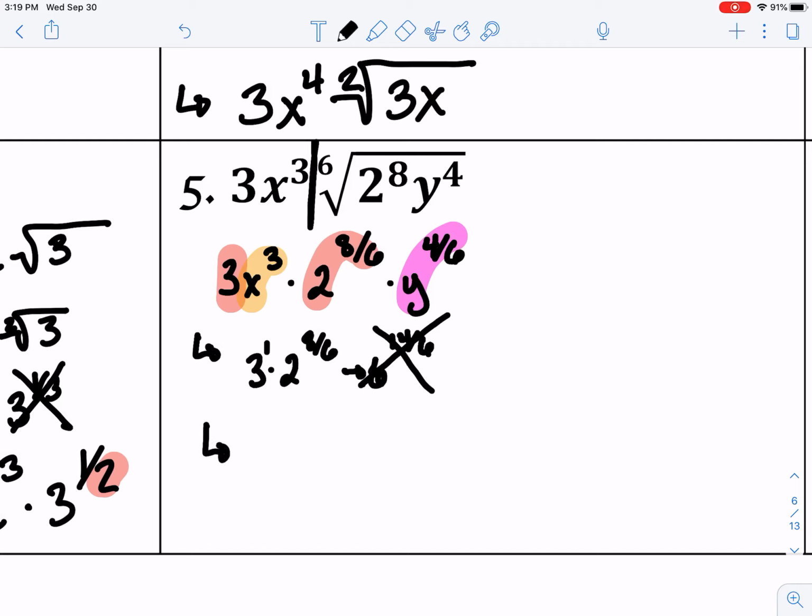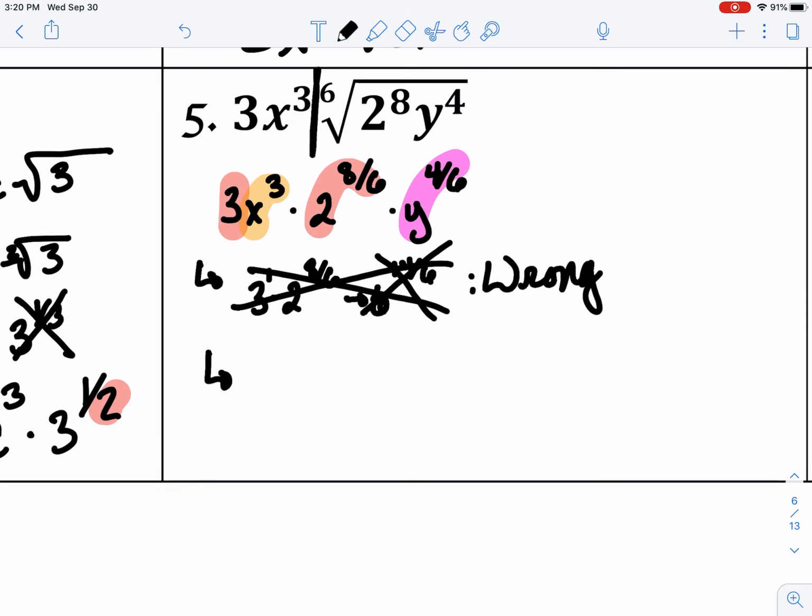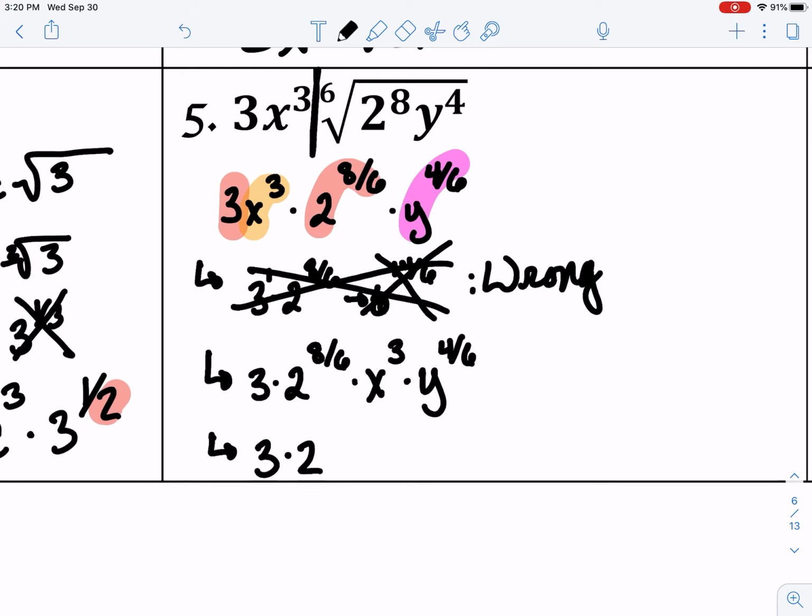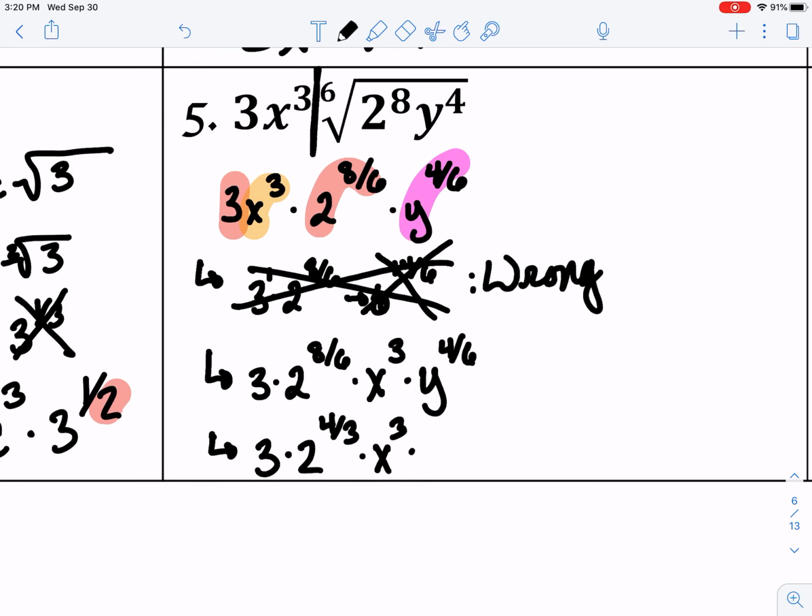So this actually winds up being 3 times 2 to the 8 over 6 power times x cubed times y to the 4 over 6. And what your answer is probably going to ask you to do is simplify these fractions. 8 over 6 is really 4 over 3. X cubed is still x cubed. Y to the 4/6 is just y raised to the 2/3.